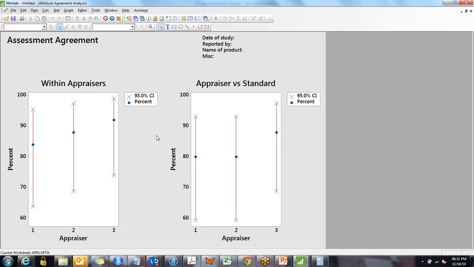But if the data is discrete, number of defects, number of parts, right? If the data is discrete, then you go with attribute agreement analysis.